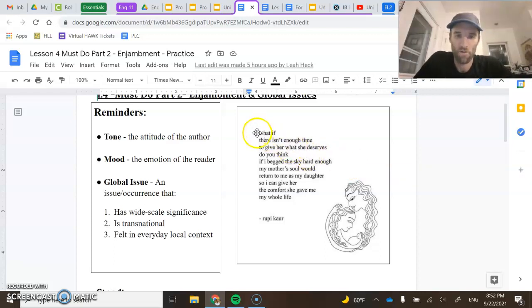Let's go again through this one. What if there isn't enough time to give her what she deserves? Okay, so this one is split right here. There isn't enough time, enjambment, to give her what she deserves. I would probably consider that line enjambment.